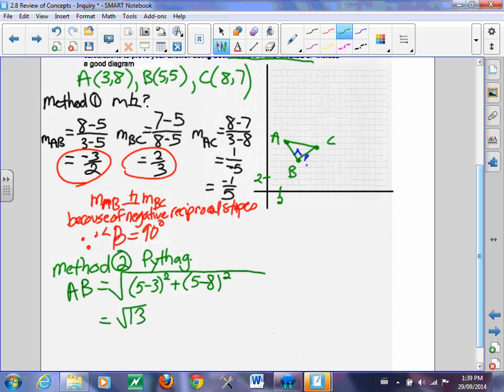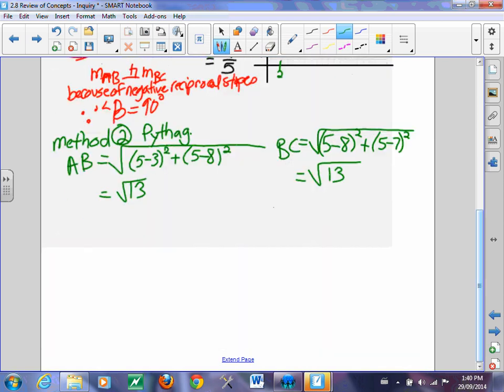Okay, let's do BC. It's 5 subtract 8 squared plus 5 subtract 7 squared. That equals root 13. So far we've got two sides being the same. However, we've got to find the third one to help us out. So the third one is going to be AC. So AC is going to be 8 subtract 3 squared plus 7 subtract 8 squared. And again, this is going to be root 26.